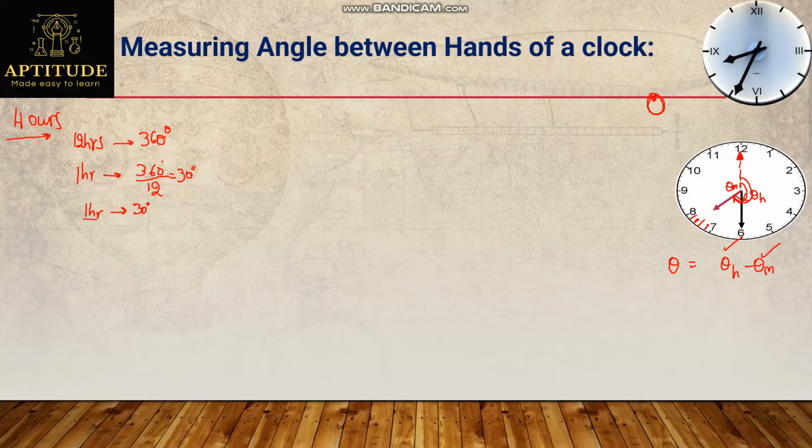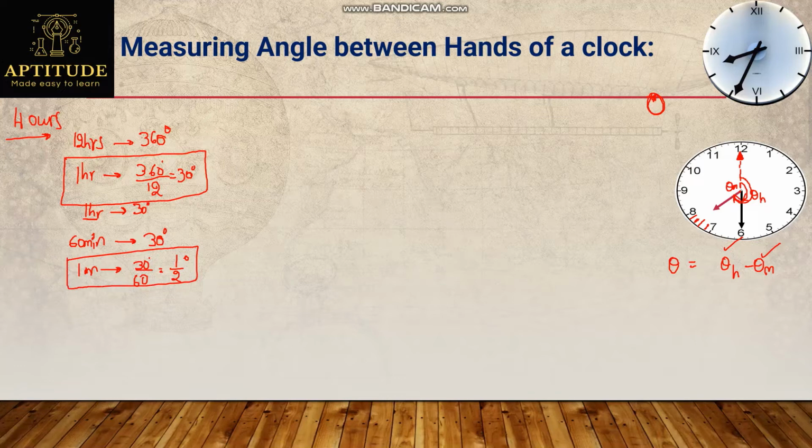See this, 1 hour means 60 minutes. So for 60 minutes, the hours hand covers 30 degrees. For 1 minute of time, how many degrees will the hours hand move? A very basic logic, 30 by 60, that's nothing but half. So if we observe here, for 1 hour, the hours hand will rotate 30 degrees. For 1 minute, the hours hand will rotate half a degree. So these angles are related to the hours hand only.